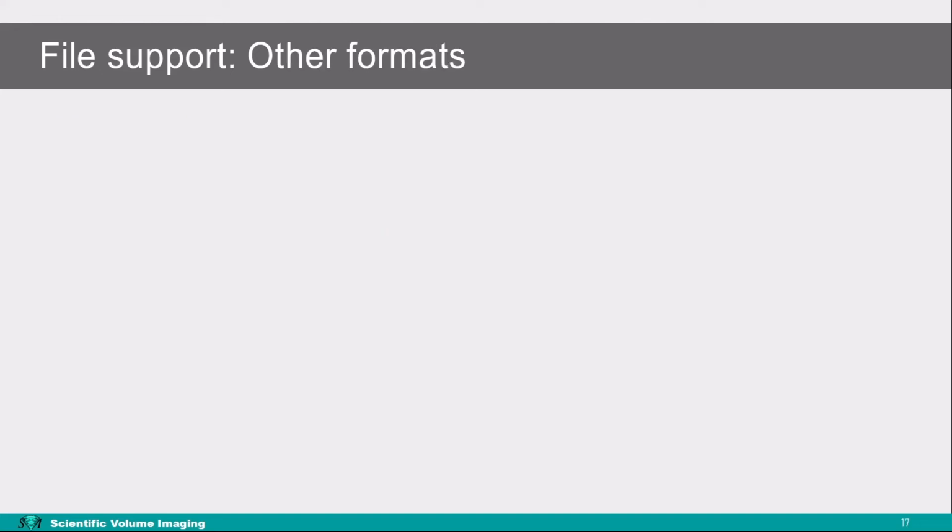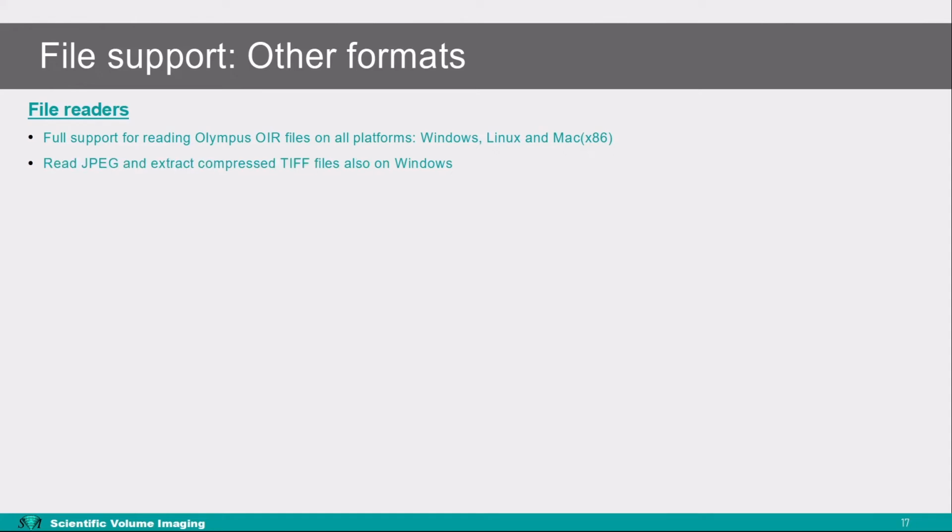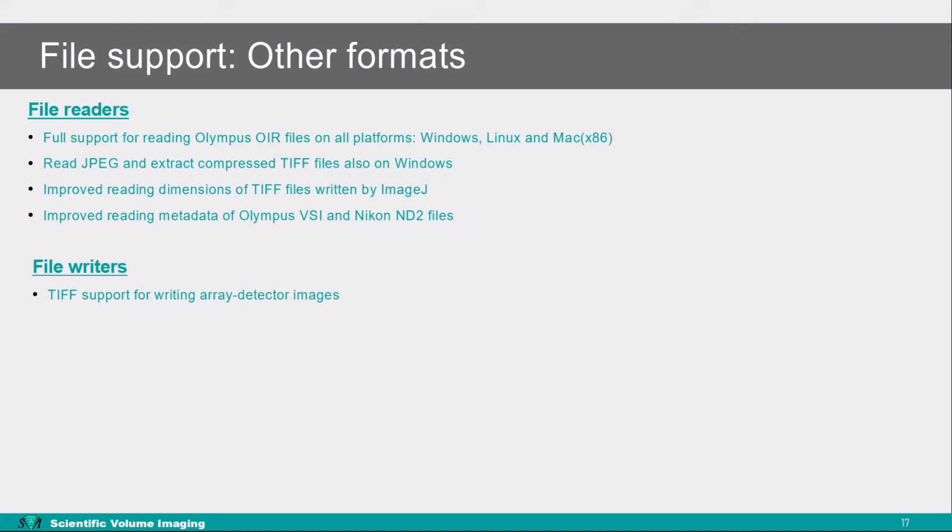We also improved the other readers and writers. We have now full support for Olympus OIR files on all platforms. We can read JPEG and extract compressed TIFF files on Windows. We now better read the file dimensions of TIFF files created by ImageJ. And we better read the metadata of Olympus VSI and Nikon ND2 files. Finally, we can now write array detector images to the TIFF format.